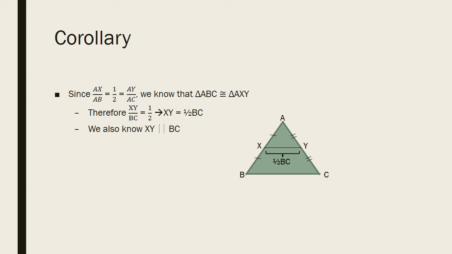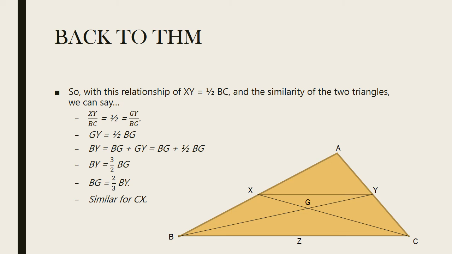And so that's all this corollary is trying to say, that when you have a medial line, it is equal to half the length of the corresponding line of the original triangle. So we now know that XY is equal to half the length of BC.